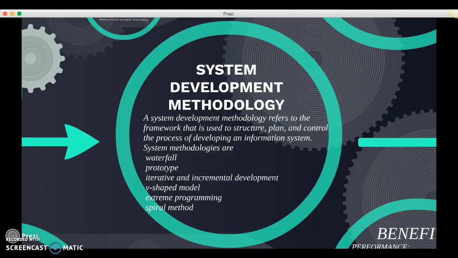Out of all these 6, I am going to explain today about the waterfall, prototype and iterative because these 3 are the main ones. In the system development methodology, it starts with the requirement analysis, design, and then it goes into the implementation and then into the testing, and the last one is the evaluation. So this is the process. The same process goes in the waterfall, prototype and iterative.